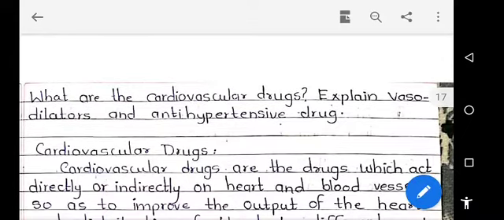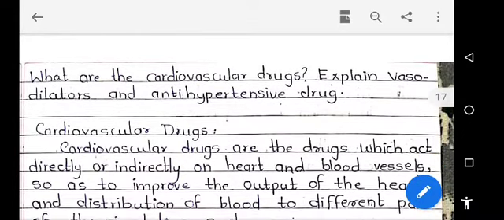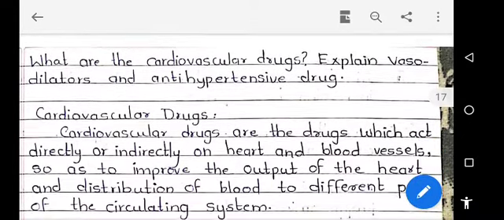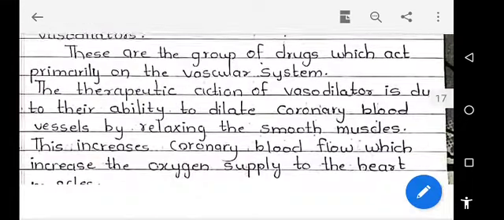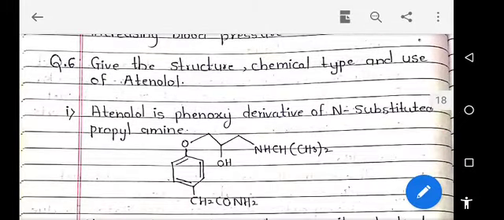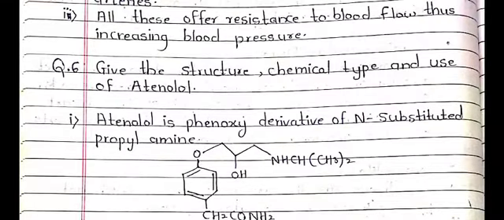What are the cardiovascular drugs? Explain the vasodilator and antihypertensive drugs. We have discussed, I think, these topics. Structure and chemical type and uses of atenolol. Atenolol is the drug used in cardiac patients. Generally, it is used for blood pressure, in patients dealing with blood pressure or having problems of blood pressure.